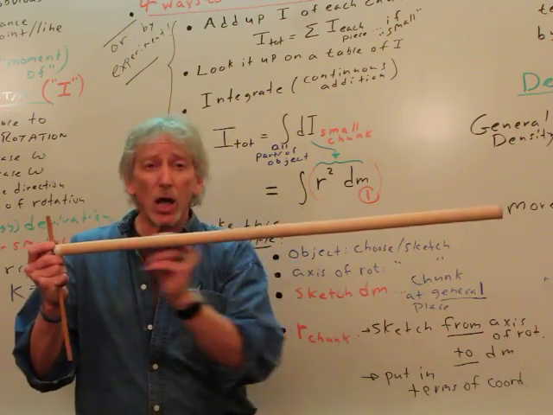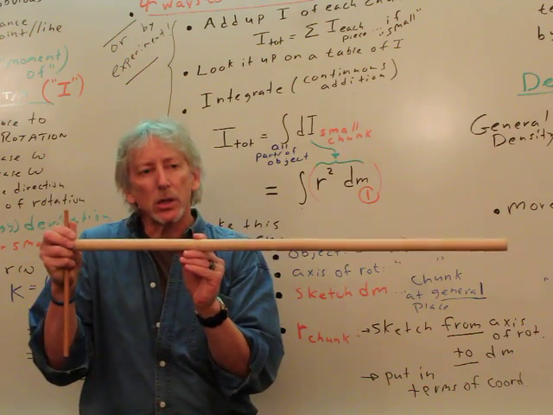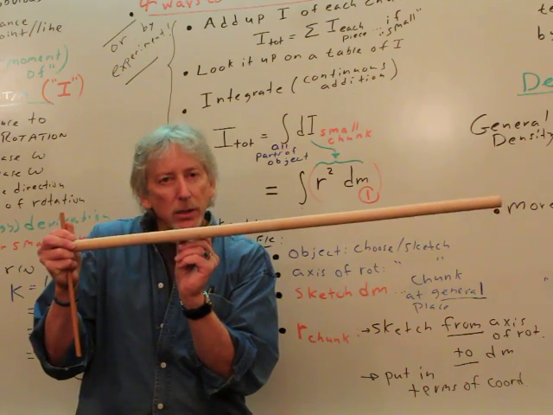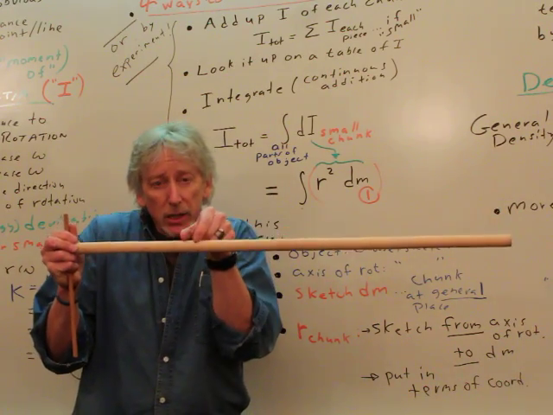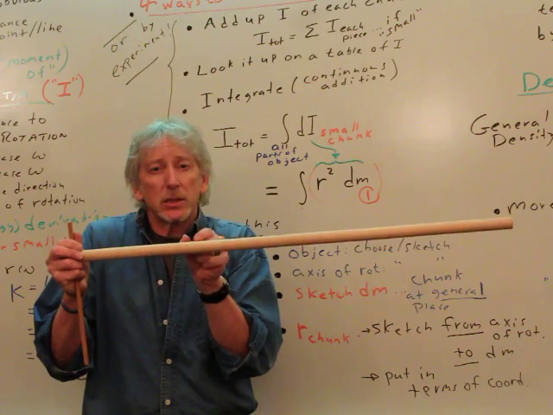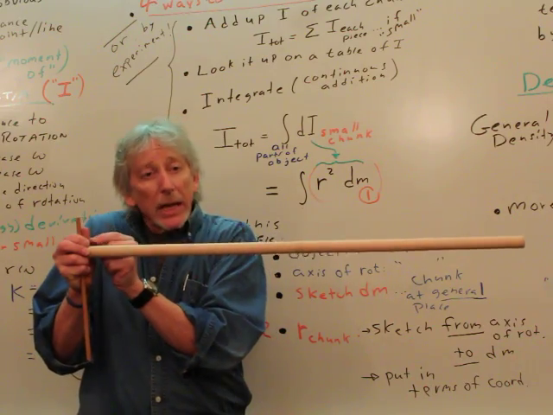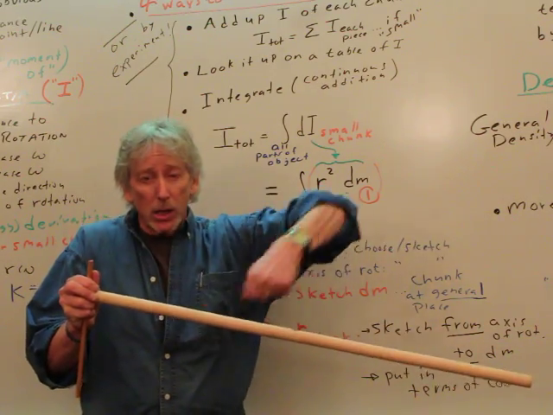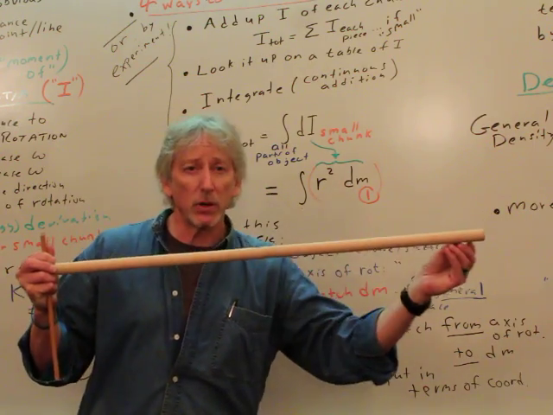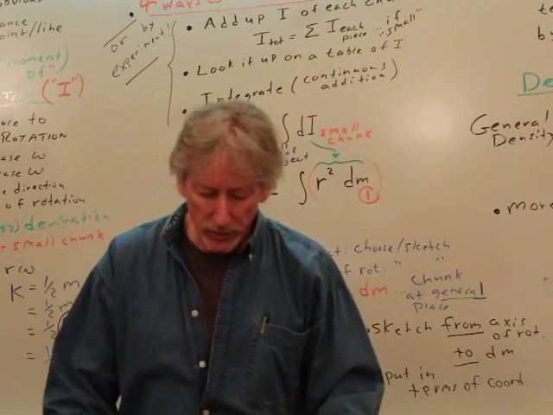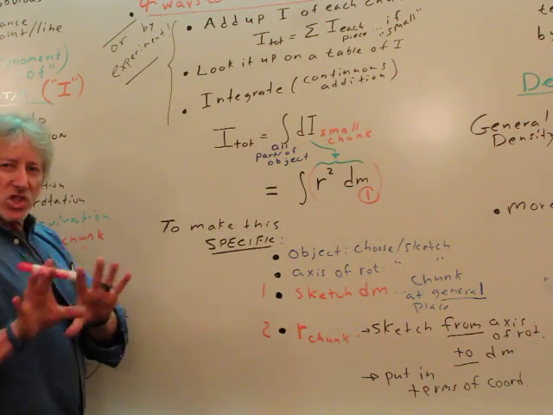Because I'm going to add them all up. Once I can write an equation for the I of that little chunk, the dI of that little chunk that has mass dm, then I can use my mathematical crank and figure out what the summation of the dI of every little piece is, and I'm done. That's all you have to do. So it's very general terms.